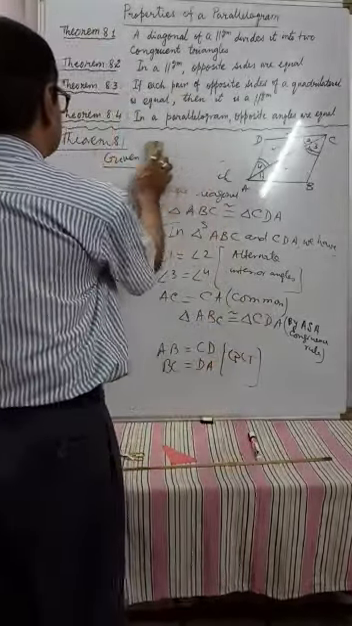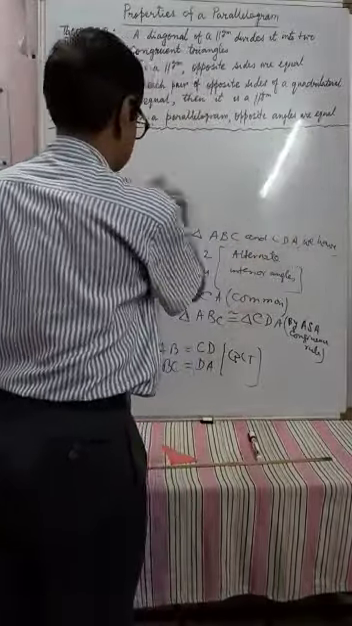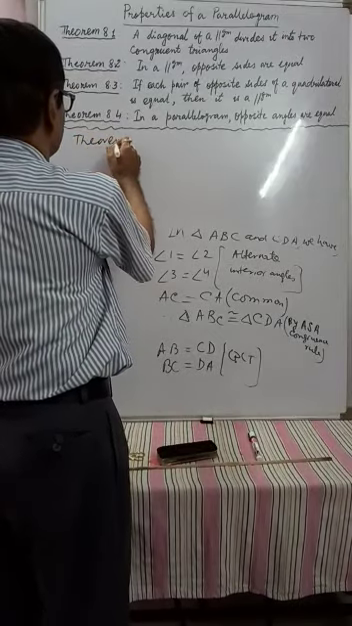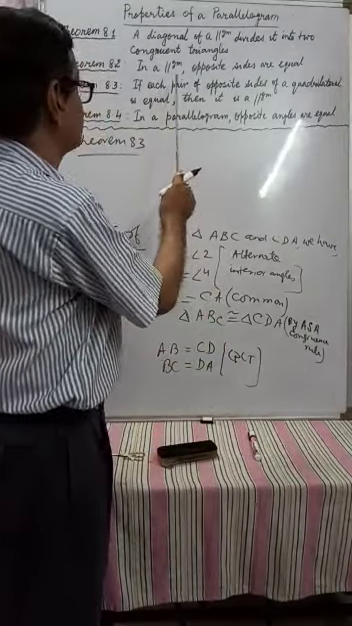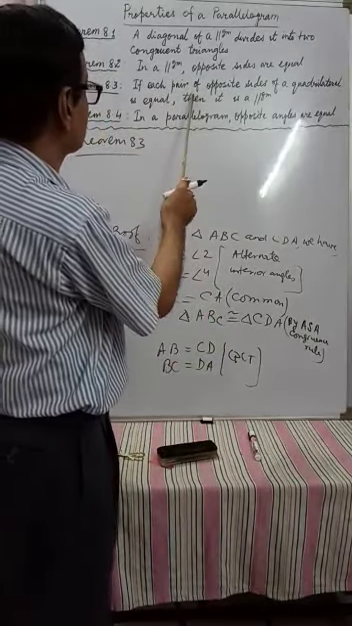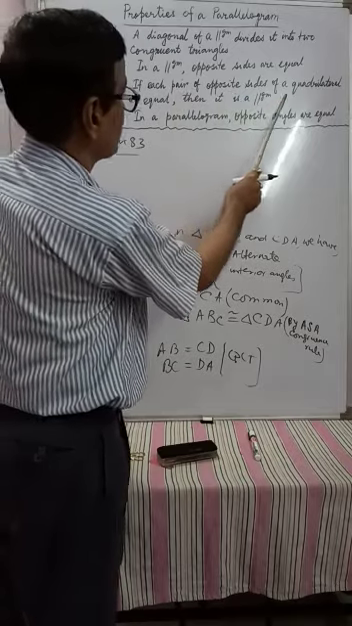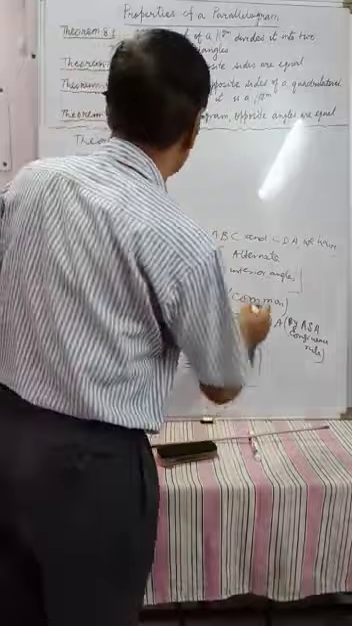Now the next theorem is 8.3. What is the property? This is the converse of 8.2. If each pair of opposite sides of a quadrilateral is equal, then it is a parallelogram.